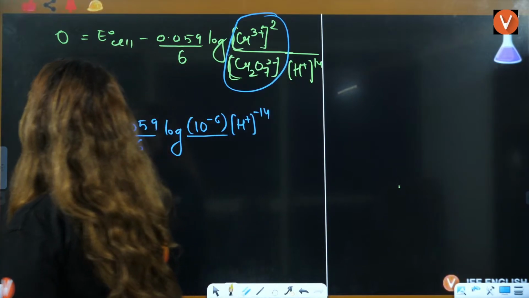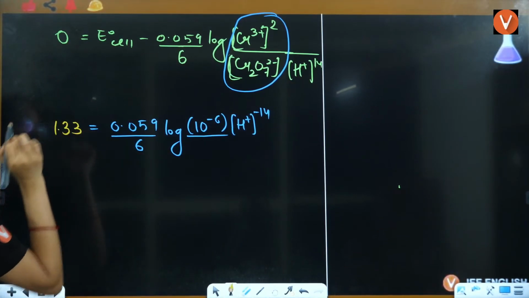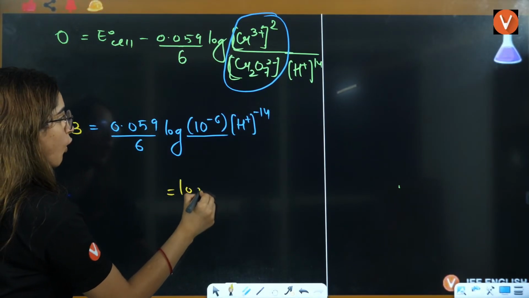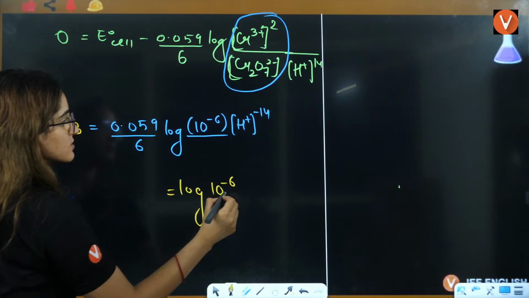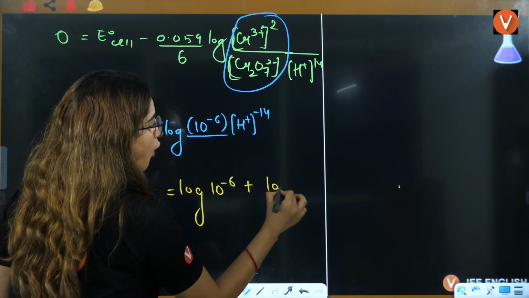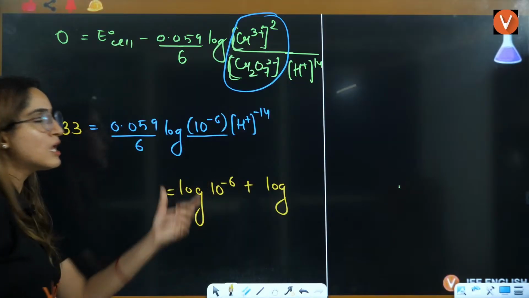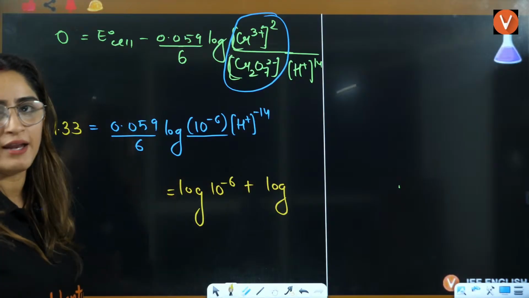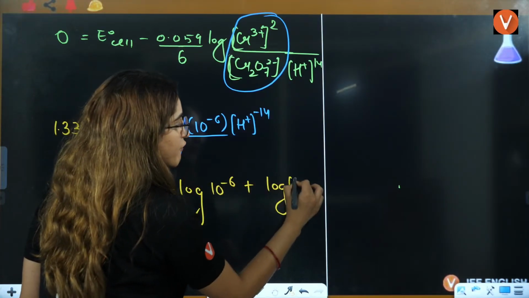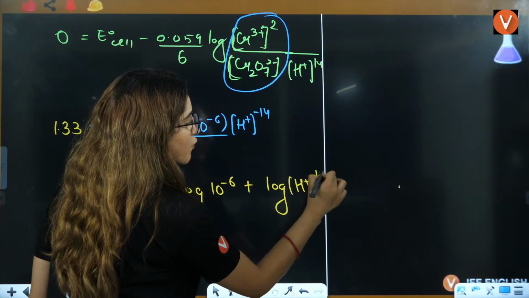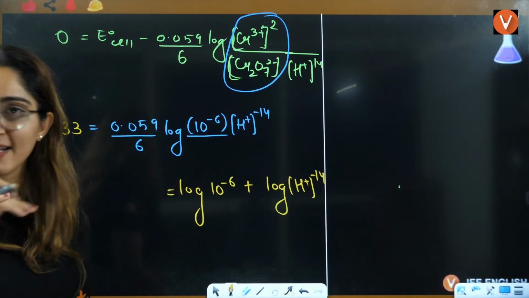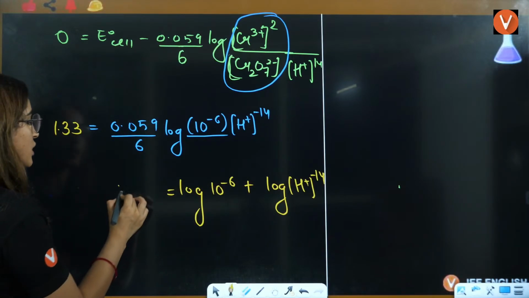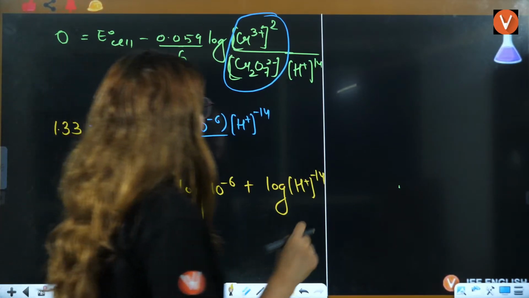Now when you put the value of E naught cell here, 1.33, tell me beta what you are left with. This is log of 10 raised to power minus 6 plus, because this is multiplication, log of m multiplied by n is log of m plus log of n. So this is log of m, this is log of n, that is 10, this is minus 14. Those who are not able to understand this thing, that means your log anti-log is weak. Go and watch that video, right? So this is 3. So after this, what you will do?